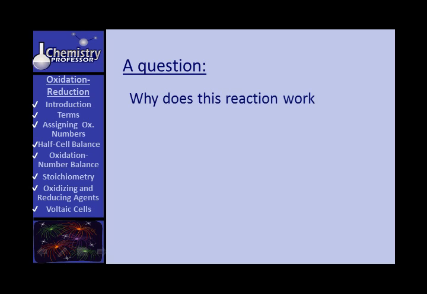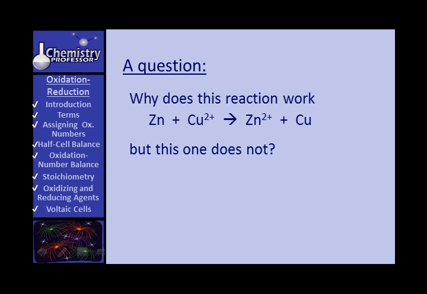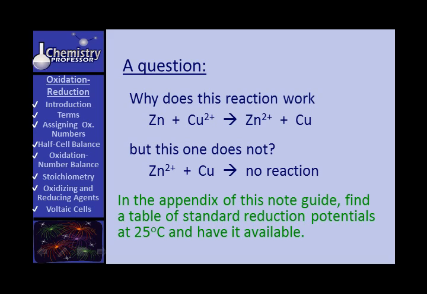But there's a question. Why does this reaction work? The zinc plus the copper ion producing zinc ion plus copper. But when you try this one, putting copper into the zinc ion, you get no reaction. Well, there's a chart that you need. And you're going to find it in any textbook, and you're going to find an abbreviated chart in this note guide. It's a table of standard electrode potentials at 25 degrees Celsius. So turn to it either in this note guide or in a textbook. Just pause this video and find it, and have it available as we go through and do this next part.